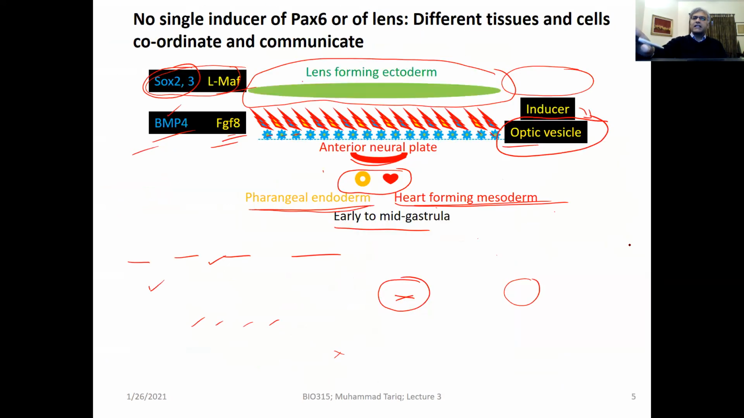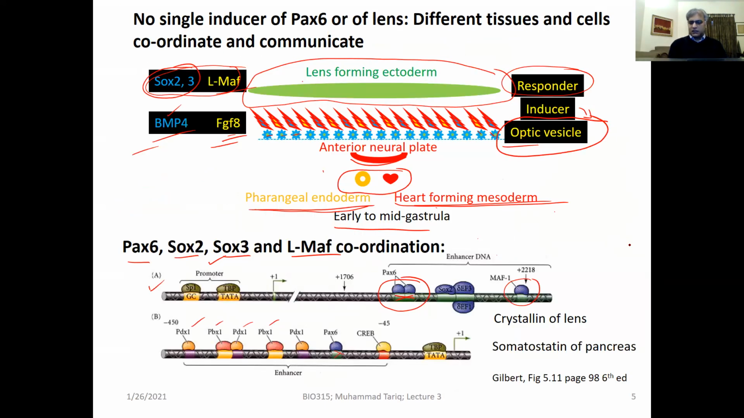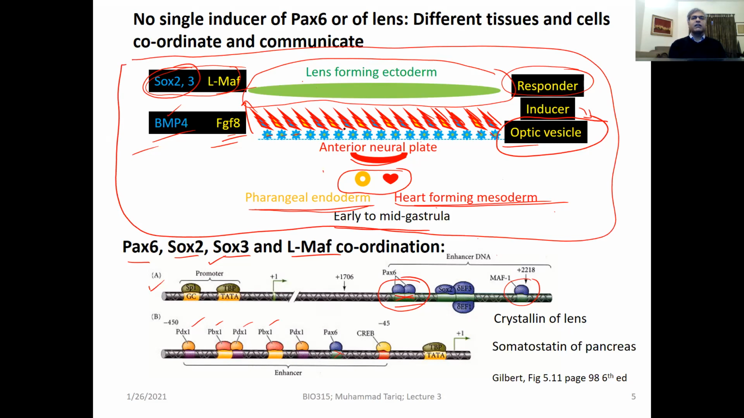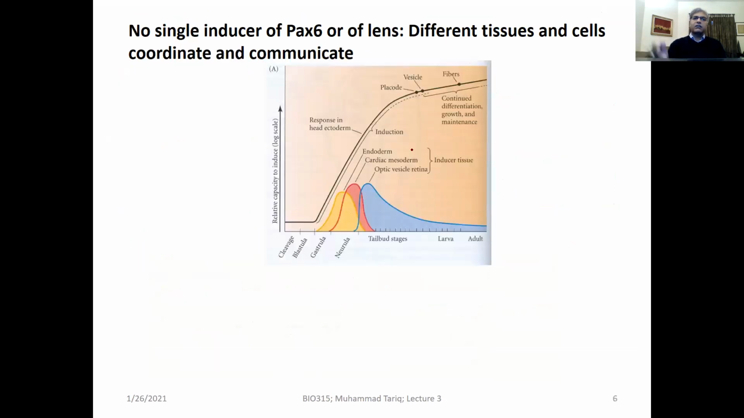Although wild type PAX6 is there, you're not able to execute a response to this signal which is coming from the inducer. So this cartoon is an oversimplified version which I drew myself. Otherwise, it's just text, and we can see this in the form here as well.